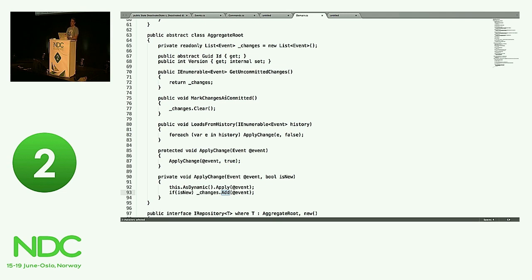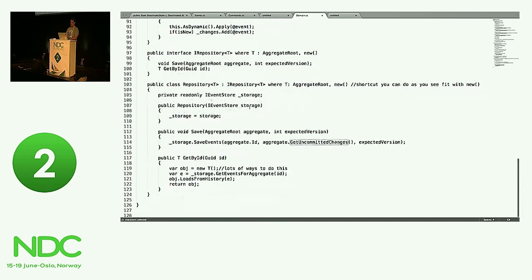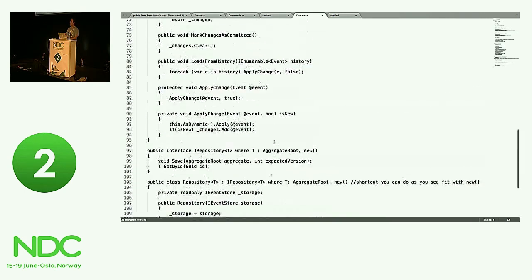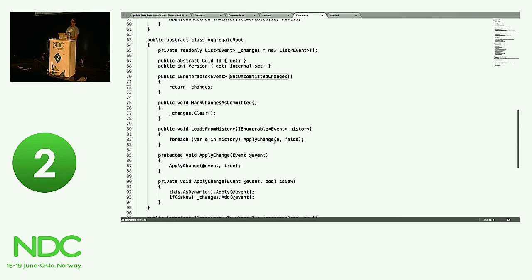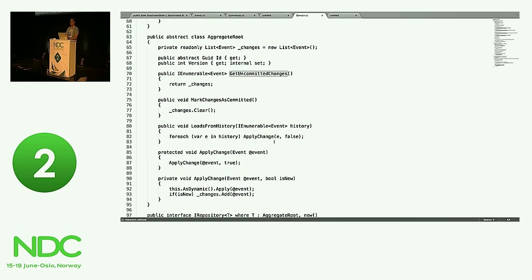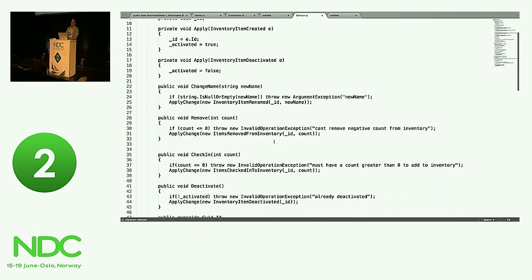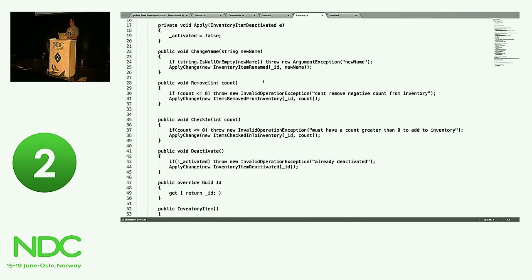Later, when I want to get the events out, I basically call get uncommitted changes. You can actually see where that happens here in the repository. We call get uncommitted changes. But this is a whole bunch of mutable state, and we're not really buying anything for this. And there's other ways of doing it.